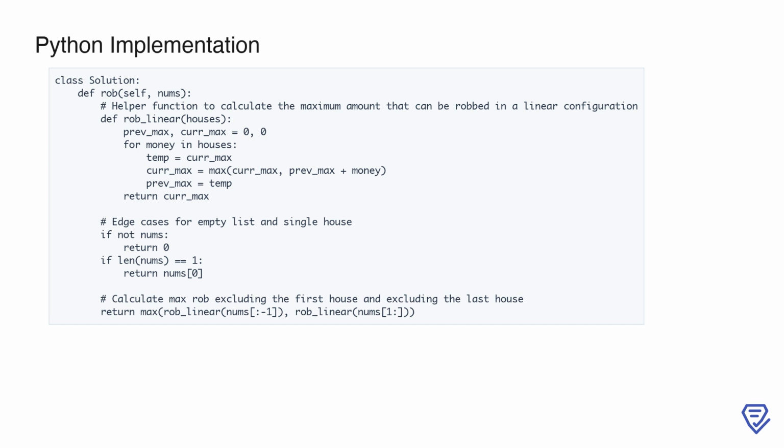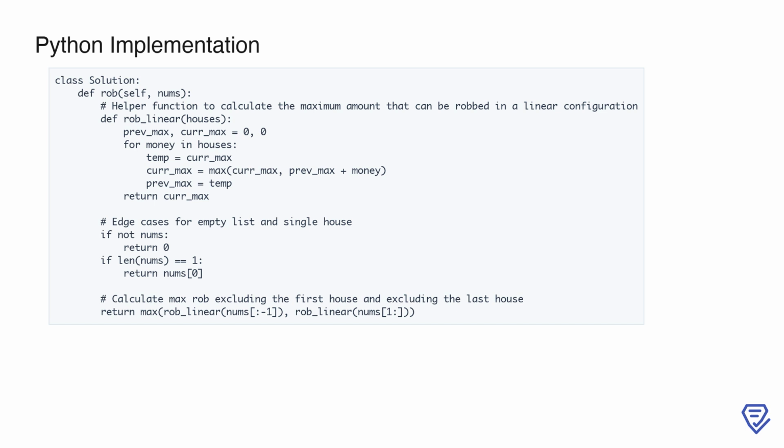Next, the helper function rob_linear calculates the maximum amount that can be robbed from a linear sequence of houses. It uses two variables, prev_max and cur_max, to keep track of the maximum amounts robbed so far without using extra space for a DP array. For each house, the algorithm decides whether to include it in the robbery, by adding its value to prev_max, or skip it, keeping cur_max unchanged. This ensures the solution runs in O(n) time with O(1) space.